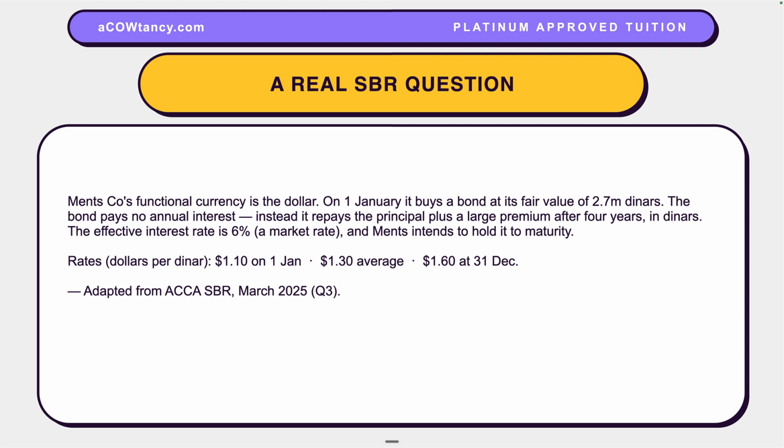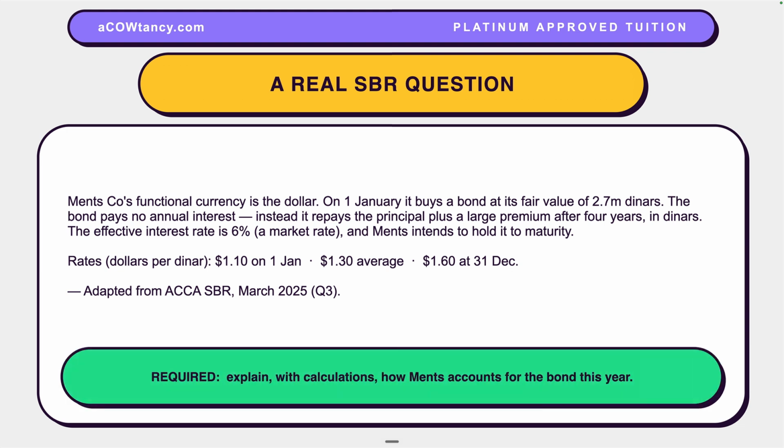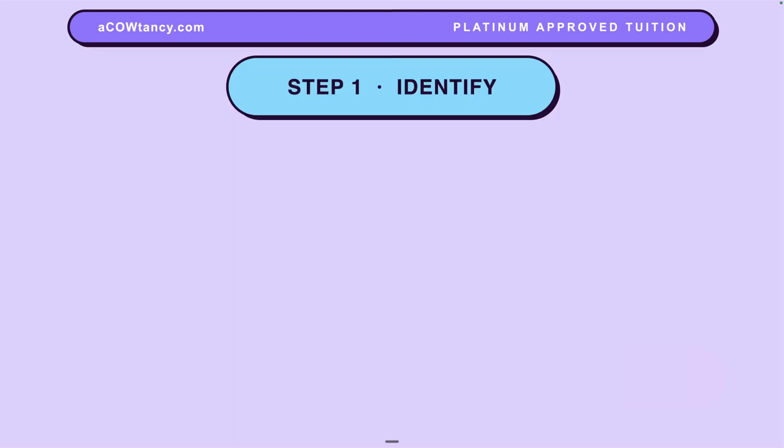Then they give you some rates: $1.10 on the 1st of January, $1.30 the average. We use that for the P&L, don't we? And $1.60 at the year end. So that's an adapted question from March 2025. Tricky, but easy to pass. Explain with calculations how to account for the bond this year.